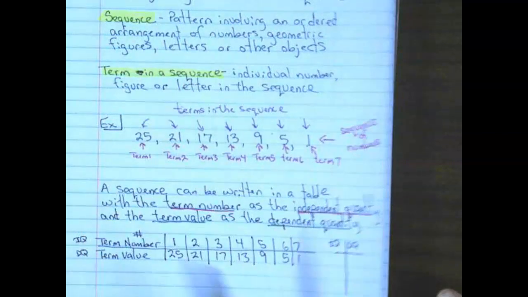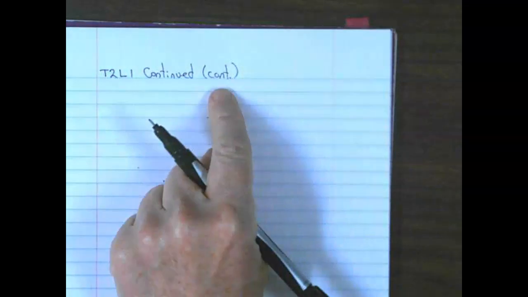T2 and L1. So T2L1, Topic 2, Lesson 1. And that's continued from the other page. And if you don't want to write out the word continued, you can abbreviate.